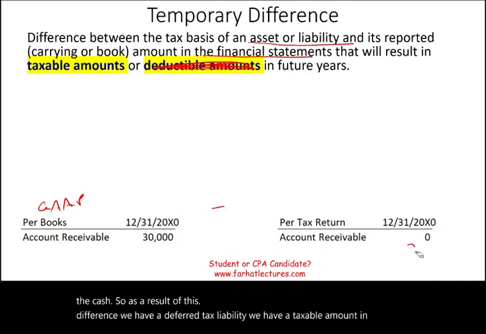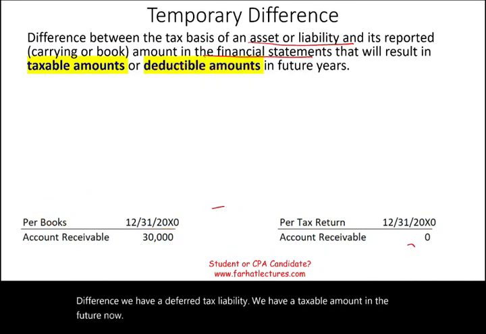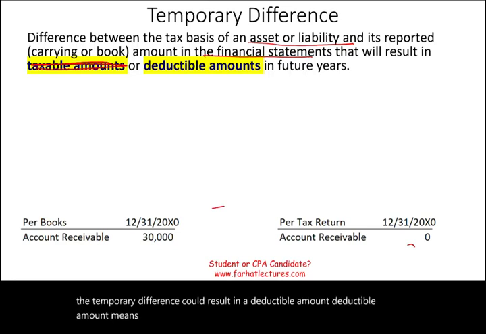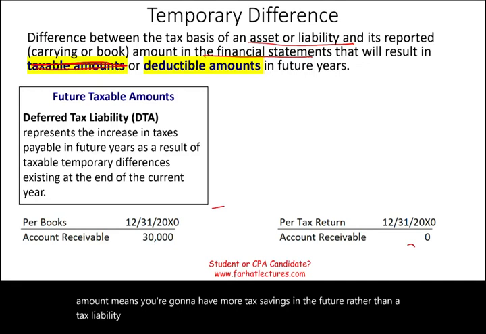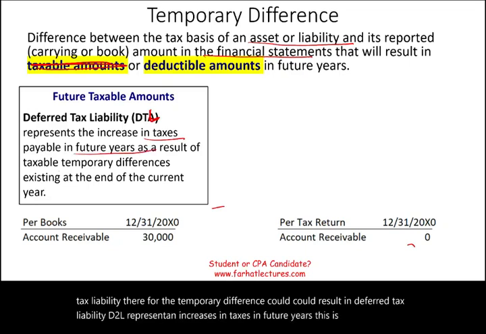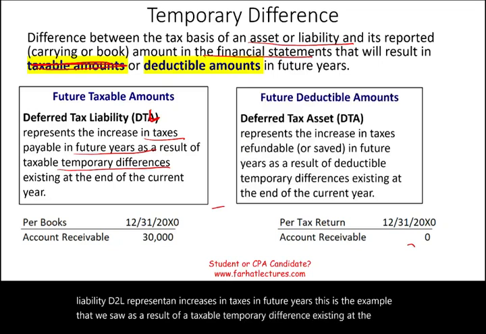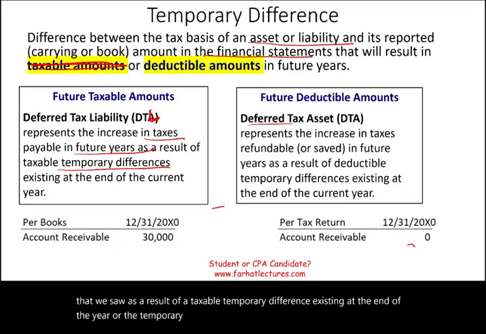Now, the temporary difference could result in a deductible amount. Deductible amount means you're going to have more tax savings in the future rather than a tax liability. Therefore, the temporary difference could result in a deferred tax liability, DTL, representing an increase in taxes in future years. This is the example that we saw as a result of a taxable temporary difference existing at the end of the year. Or the temporary difference could result in a deferred tax asset, which is the opposite, representing an increase in taxes refundable or saved.